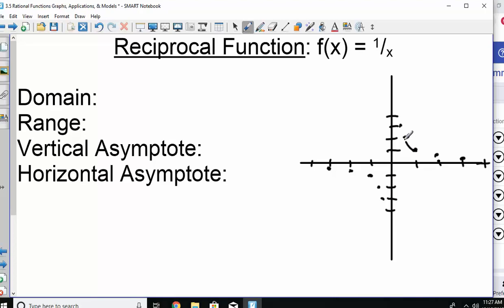This graph looks like this. Will you do 1 divided by something and get 0 for an answer? No, so we can't plug in 0 and we can't get out 0. So it's not actually intersecting the x or y axis. All right, so there is our graph.